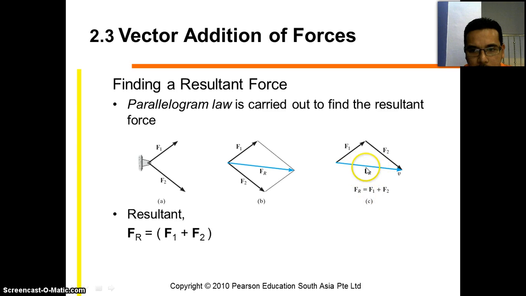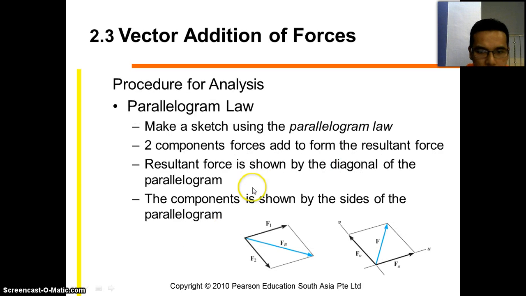The resultant force is actually the vector F1 plus the vector F2. So Fr is equal to F1 plus F2, which is not a scalar sum. This is a vector sum. You need to find the resultant force, which is the vector F1 plus the vector F2. So this is the procedure of analysis. We have the sketch I explained before, and the diagonal line of this parallelogram is the resultant force.